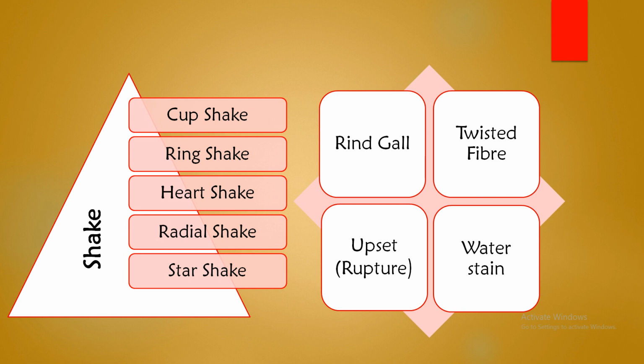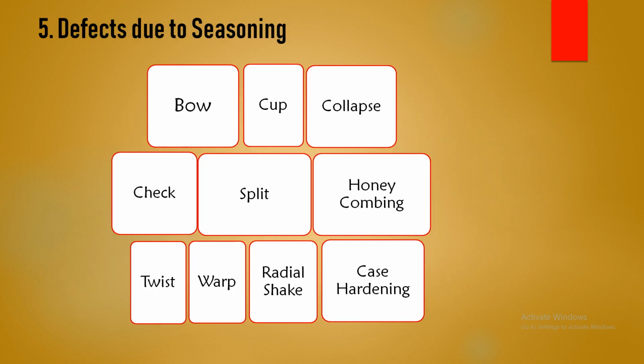The next defect is water stain. A water stain is the impression of water in the tree. Another defect is wind crack. Wind crack is the crack which is formed due to the wind. The fifth one is the defect due to seasoning.